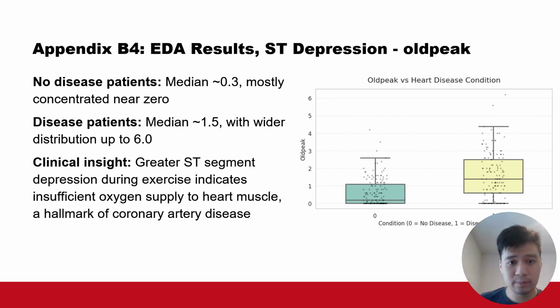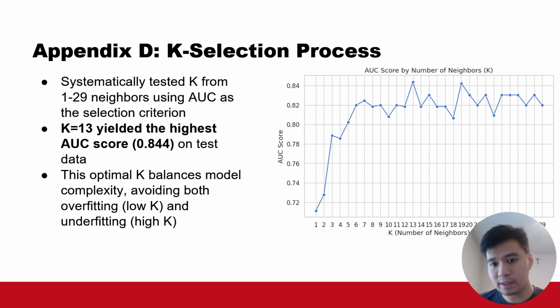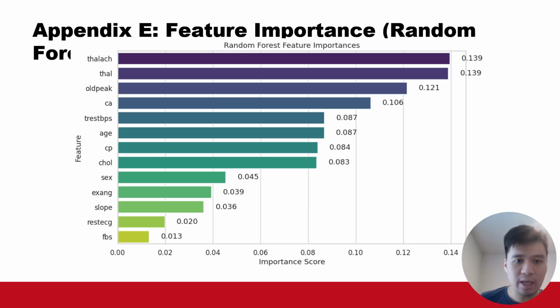EDA results for exercise-induced depression and old peak with those who do and who don't have the disease. Really interesting graph. Our ROC curves for all the models that we've used and their area under the curve in the legend as shown below. My K selection process and how I fine-tuned K to yield k equals 13, and the feature importance for our random forest.